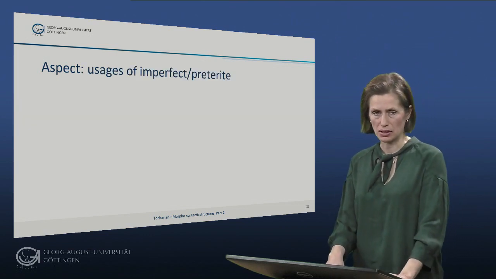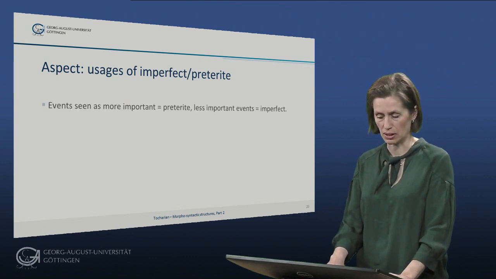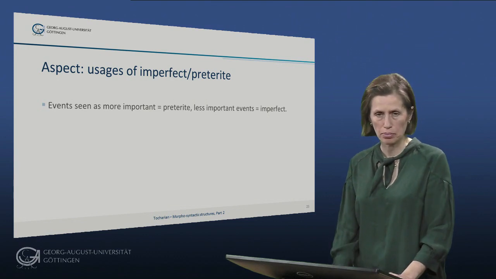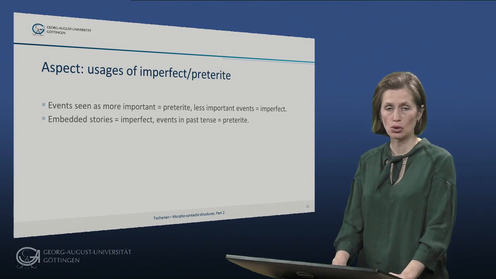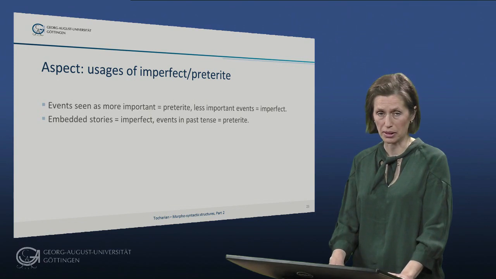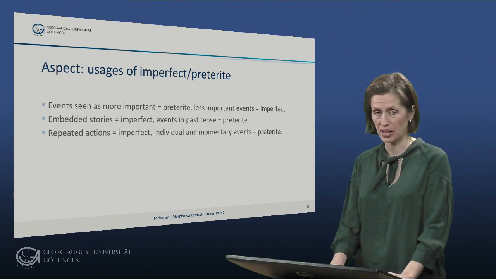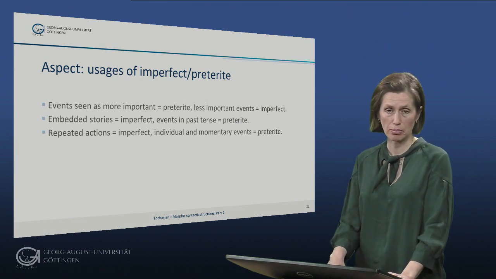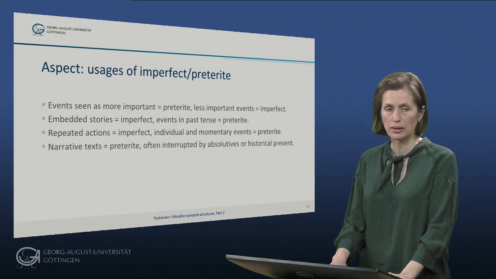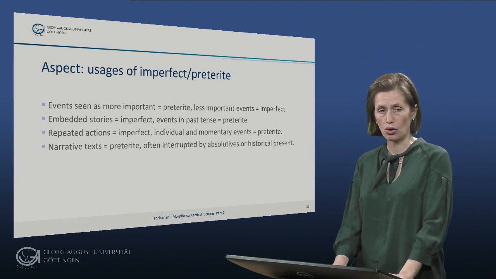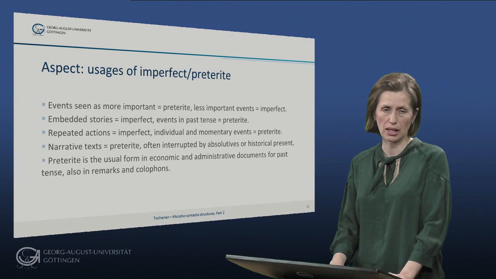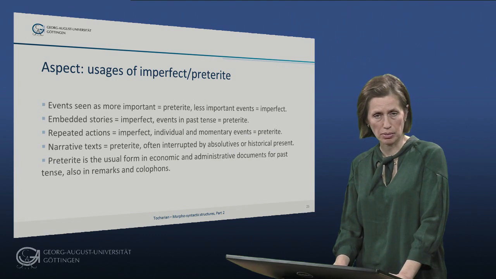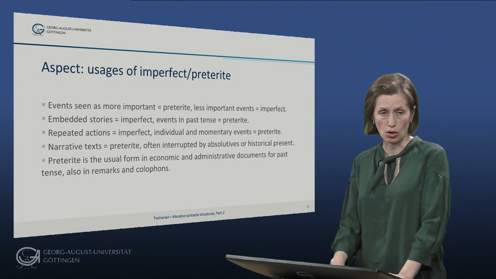So the aspectual differences are reflected, as I said, by the usages of the imperfect and the preterite in texts. Events that are seen as more important to the story can be marked by a preterite, whereas less important events are marked by an imperfect. Embedded stories, such as in direct speech, are marked by imperfect, whereas other events in past tense are normally marked by the preterite. Repeated actions or events are normally marked by imperfect, but if they are seen as individual and momentary, which means that they are taking place one after another, the preterite is used. The preterite is the normal form for narrative texts, but is often interrupted by absolutives and sometimes by historical present. Preterite is also the usual form of verbs in economic and administrative documents when they refer to events in the past tense, as well as in remarks and in colophons.